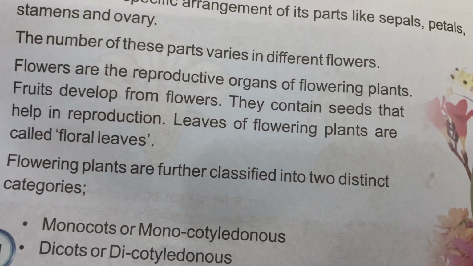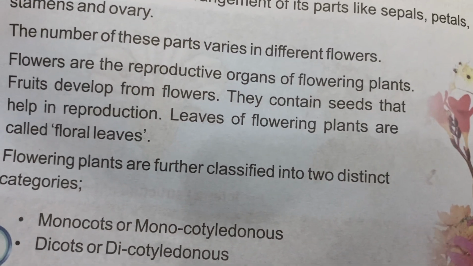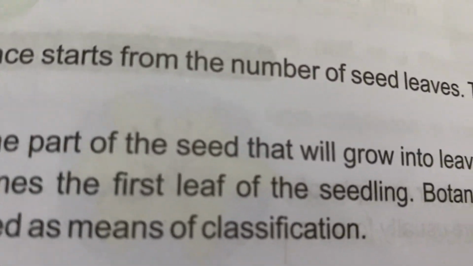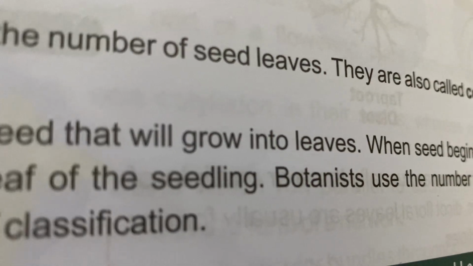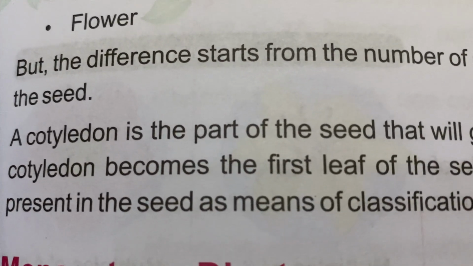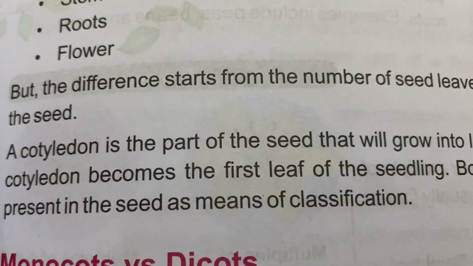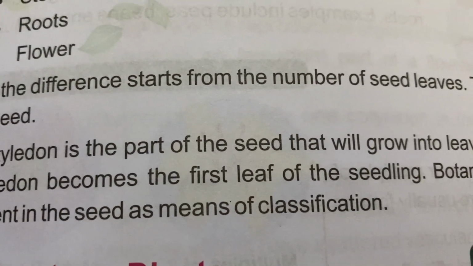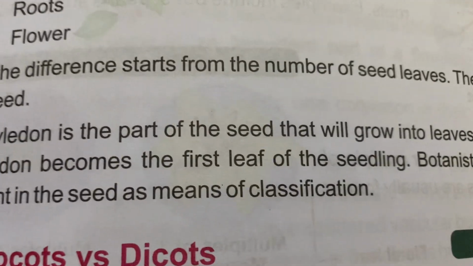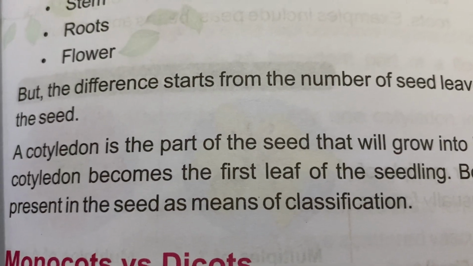Flowering plants are further classified into two distinct categories: monocots and dicots. But the difference starts from the number of seed leaves. They are also called cotyledons. The cotyledon is a part of the seed that will grow into leaves. When the cotyledon becomes the first leaf of the seedling, botanists use the number present in the seed as a means of classification.